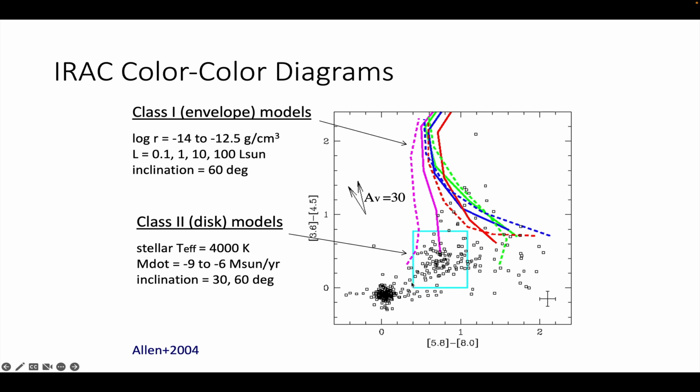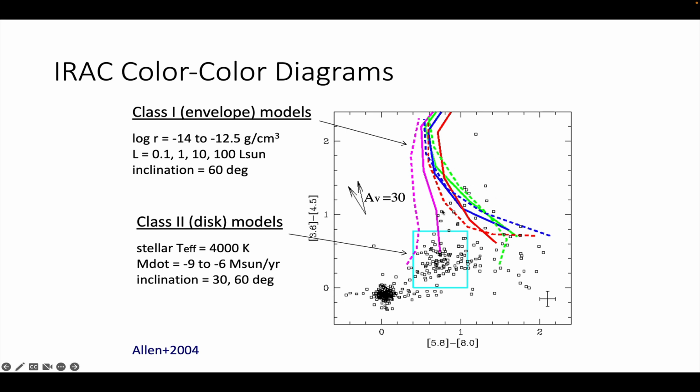So in order to figure that out, we can do models. This is from a paper, Allen et al. in 2004. 3.6 minus 4.5 versus 5.8 minus 8. Stars, photospheres, no dust are here. And this is where all of their models are. You've got envelope models and disk models. But they're showing you, in this case, the reddening is not up and to the right, it's up and to the left because of that giant silicate absorption line. Turns out that affects 5.8 and 8. So that's why you end up up and to the left, not up and to the right. And they've got two different reddening laws here. That's why they've got two different reddening vectors.